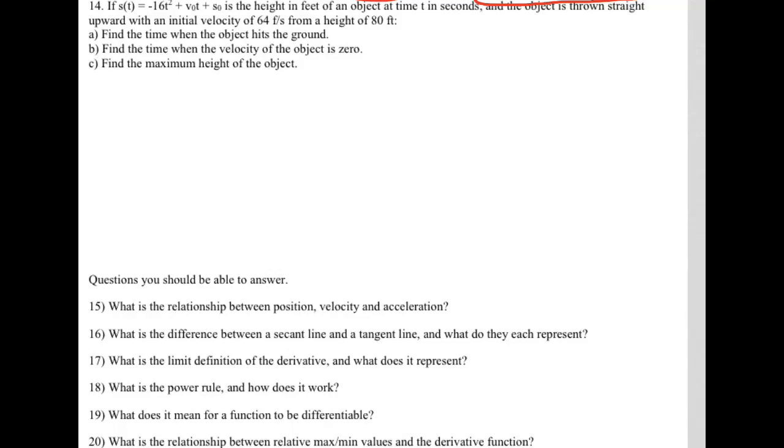Alright, so last problem on the learning guide, a good position function. S of t is negative 16t squared plus v naught t plus s naught, the height in feet of an object at time t in seconds, and the object is thrown straight upward with an initial velocity of 64 feet per second from a height of 80 feet. So we need to substitute those values in to get our function s of t equals negative 16t squared plus v naught, our initial velocity, is 64t plus s naught, our initial height of 80 feet.